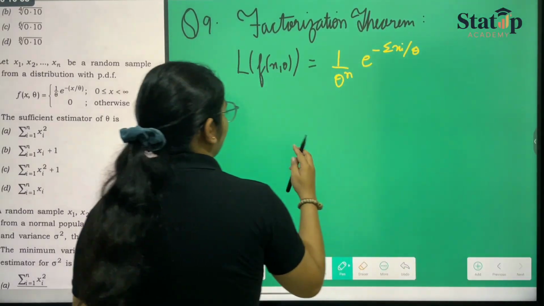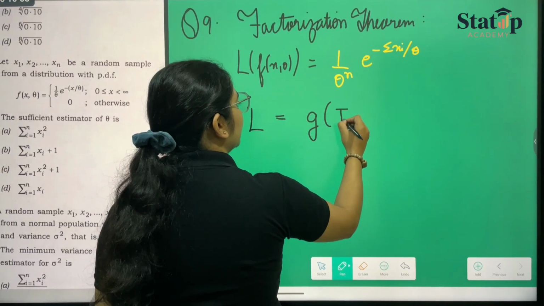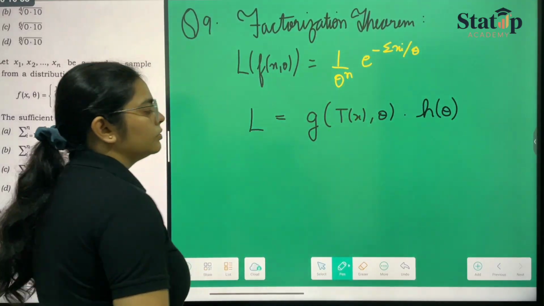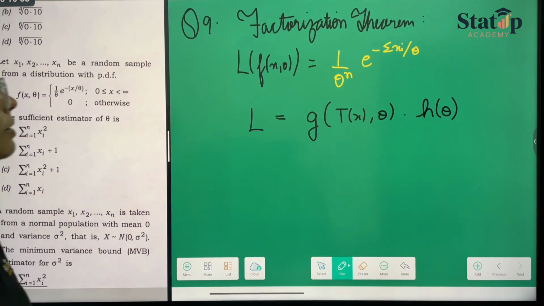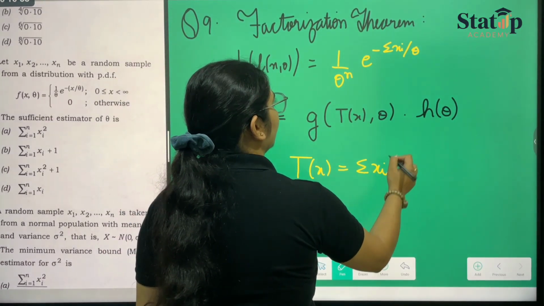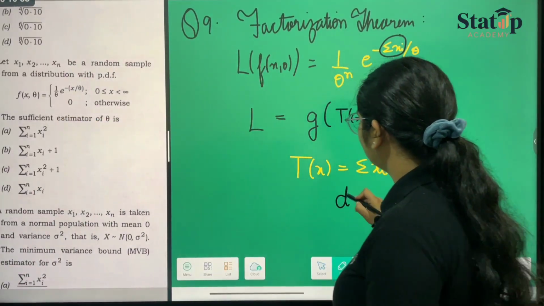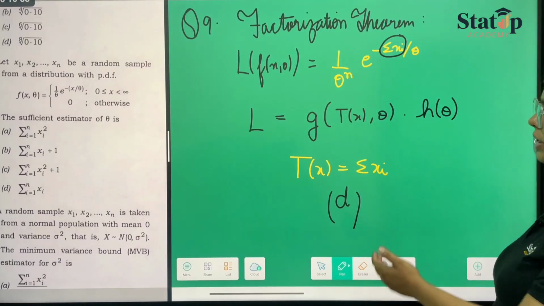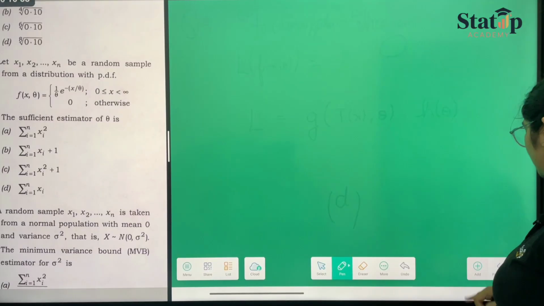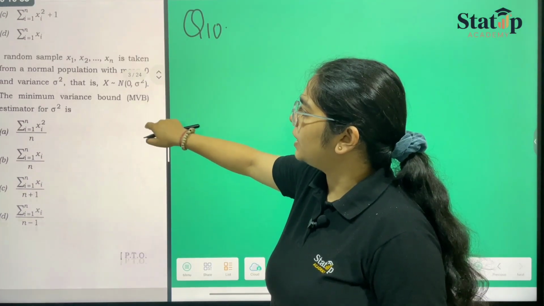Now here, we know that likelihood is nothing but equal to g(T(x), theta) into h(x), and if we compare it, then T(x) is nothing but equal to summation over xi. This is our T(x). So hence our option D is the correct option. The sufficient estimator of theta is summation over xi, i goes from 1 to n. Now moving towards another question, which is the last one for today's lecture, question number 10.